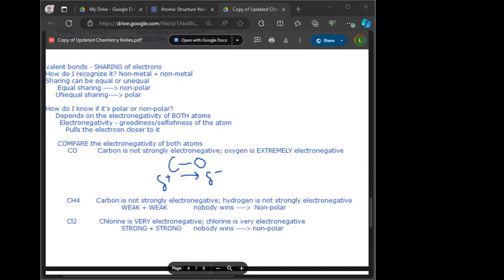So, electronegativity is kind of like the greediness or the selfishness of the atom. The desire for the atom to try to pull more electrons closer to it. So it's like, I want them closer to me. I want them to spend more time with me. That's what an electronegative element is basically saying. Spend more time with me.